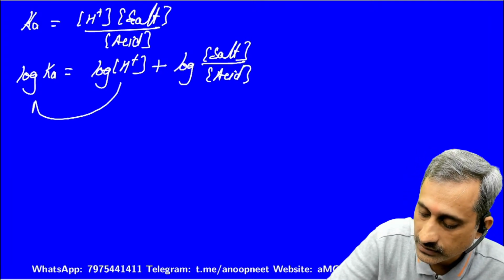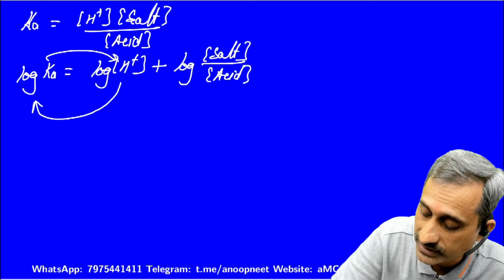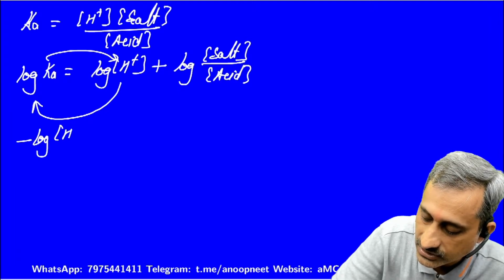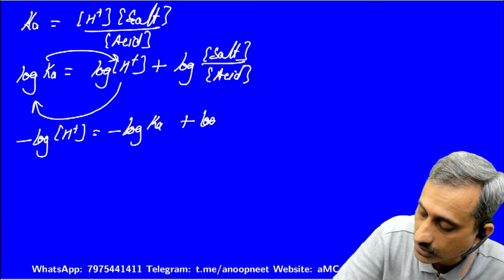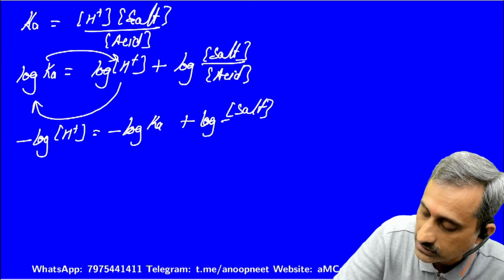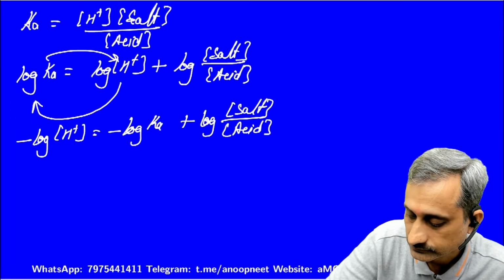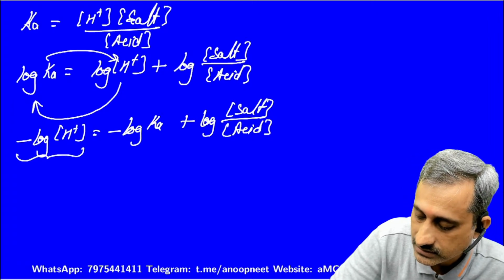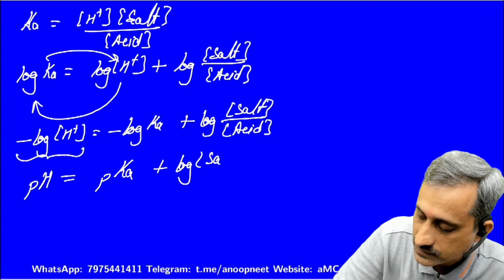Now what we do is we interchange it. Log H plus we take to the left hand side, log Ka we bring to the right hand side. What do we get? Minus log of concentration of H plus is equal to minus log Ka plus log concentration of the salt upon concentration of the acid. Any confusions here? Now what is this? This is pH. What is this? This is pKa plus log of salt upon acid.